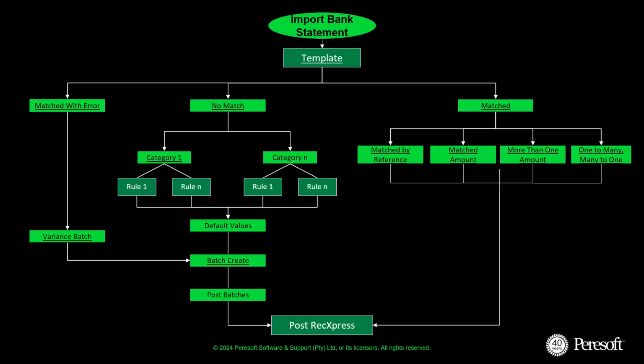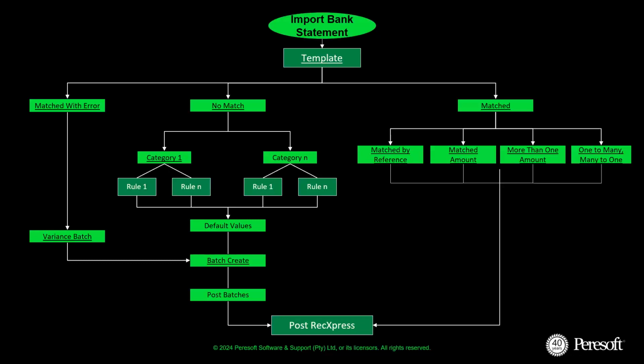With match with error, it will bring it in, find the entry and say, hold on, we've got a variance of maybe 1 cent or 5 cents. And it will allow you to create a variance batch of the difference. It will use the same reference as matched with error. The last matching type is your no match.